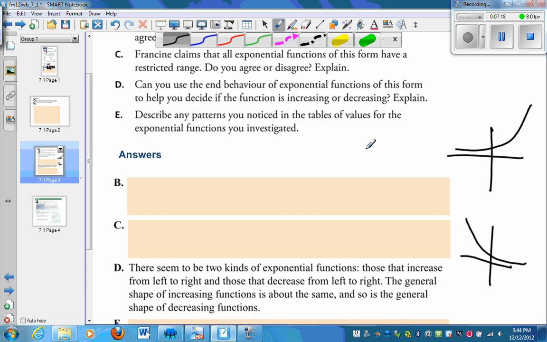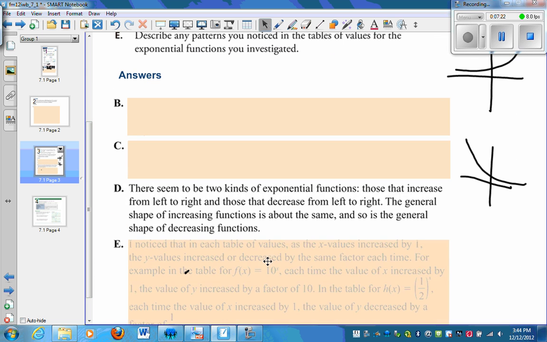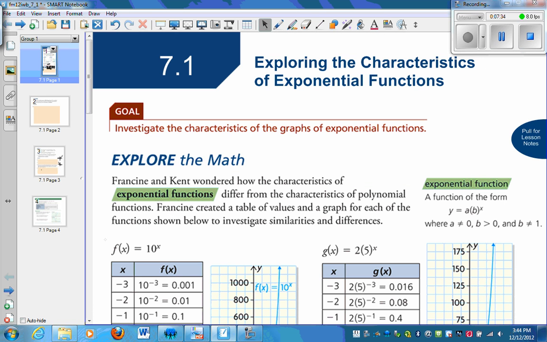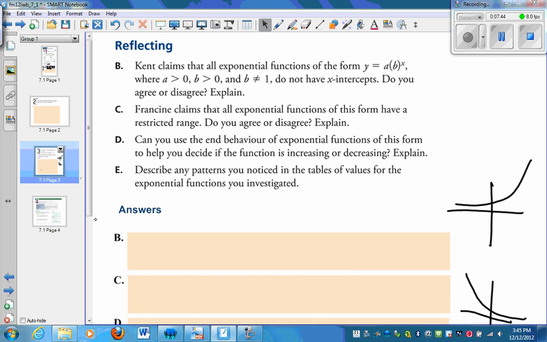Describe any patterns you noticed in those tables of values. Notice that in each table of values, as the x value is increased by 1, the y value is increased or decreased by the same factor. For example, in the table for f of x equals 10 to the x, that was right here, each time we increase the x by 1, the y value increases by a factor of 10. Okay?